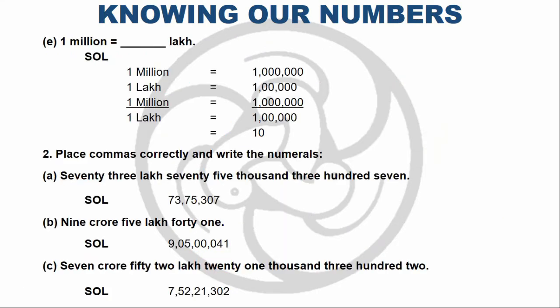Next one is subdivision E. 1 million equal to dash lakh. Here, million is an international system and lakh is an Indian system. What is the question here? How many lakhs are there in 1 million?